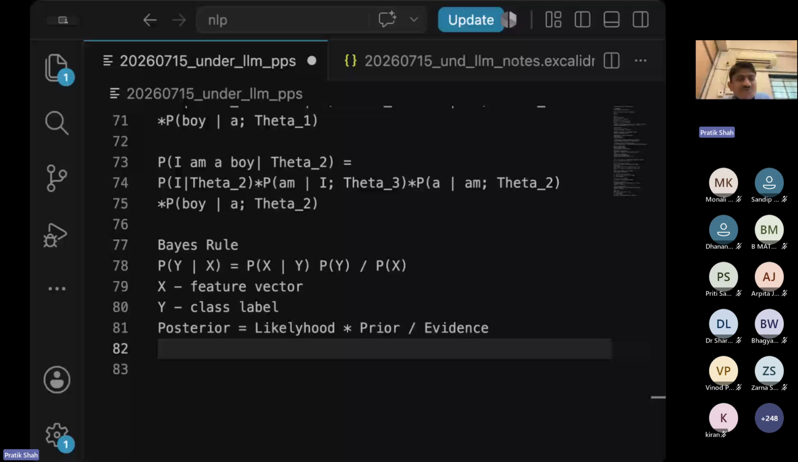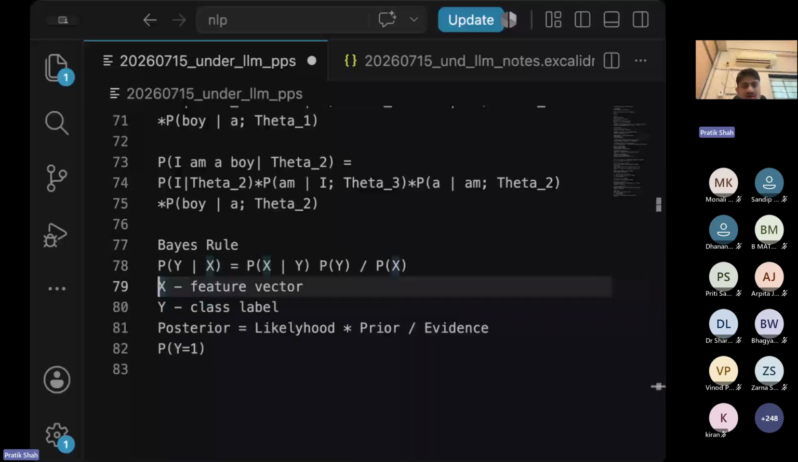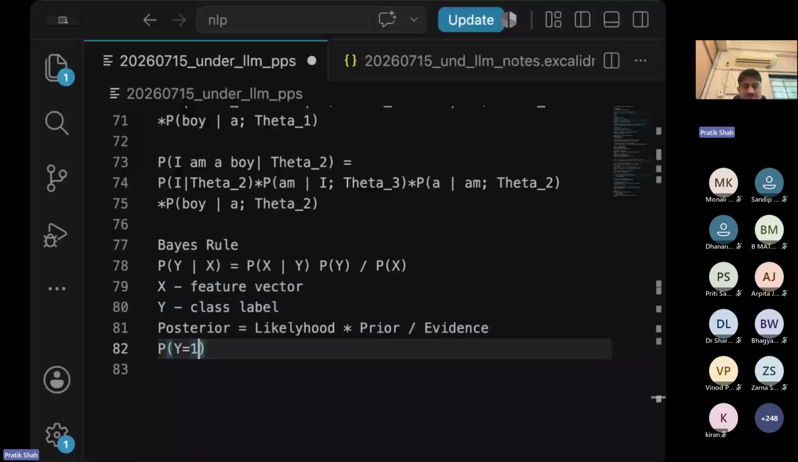So posterior probability is the same as likelihood multiplied by prior divided by evidence, and this is something which happens very frequently. I actually don't have to worry about evidence. So if I want to compare two probabilities, whether it is class 1 or class 2, y equals 1 or y equals 2, I can actually get rid of X.